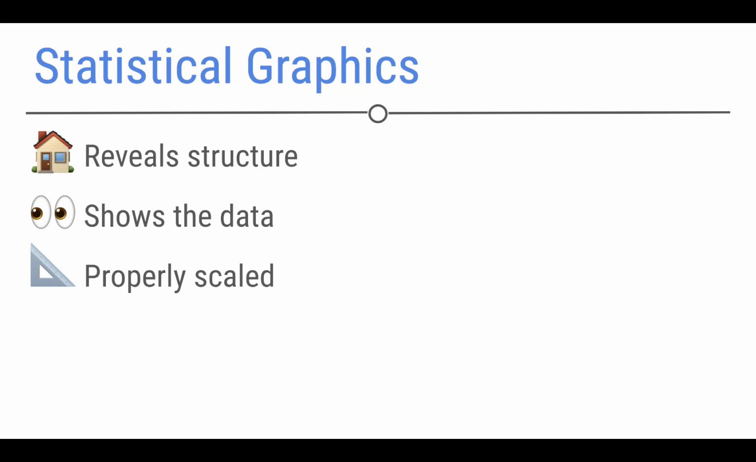And there are three characteristics of a good statistical graphic. The first is that it reveals the structure of the data. The second is that it actually shows the data itself. And the third is that the graph is properly scaled. Okay, so revealing the structure.